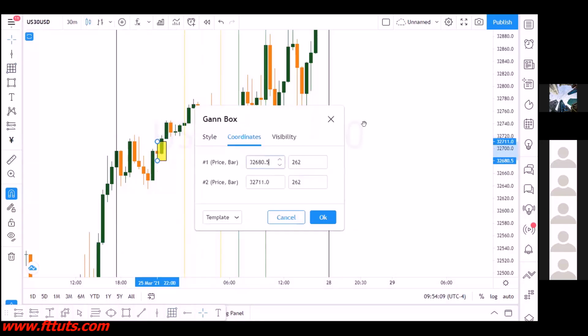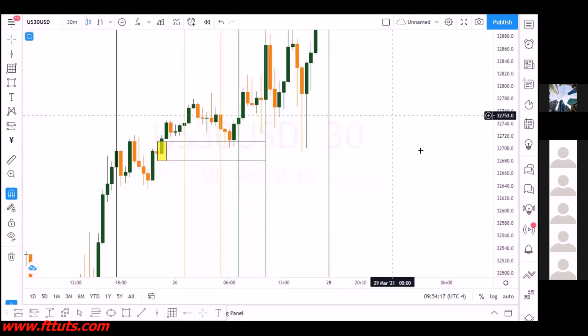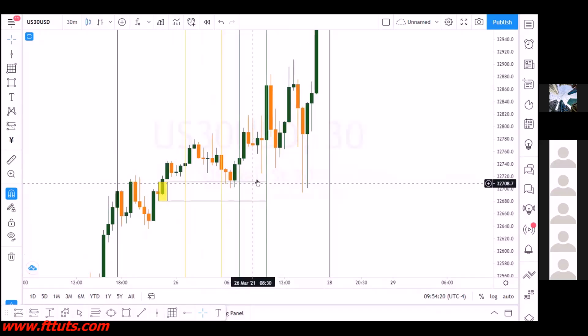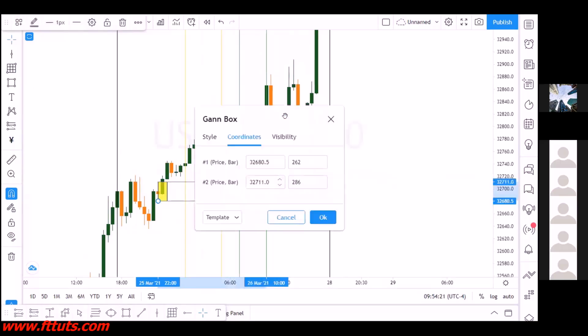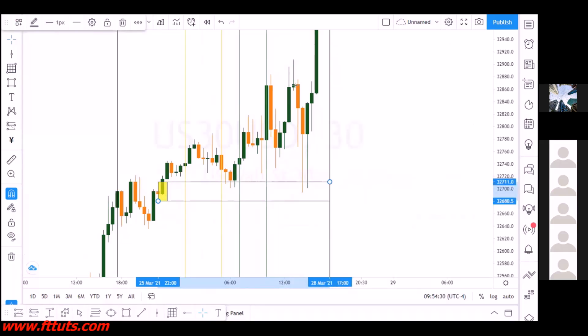Now for the US 30, the stock index, the timing of where price spikes is a little different from the normal forex markets and some other markets. Major spikes happen in the US 30, as in other stocks, from 9:30 a.m. New York time down to 4 p.m. New York time. That's when spikes occur.